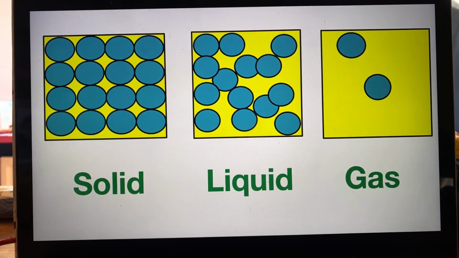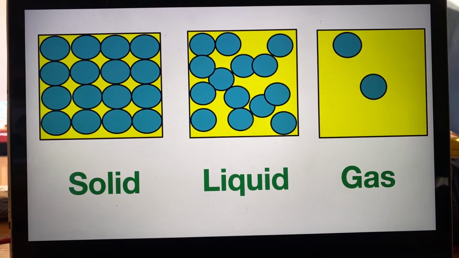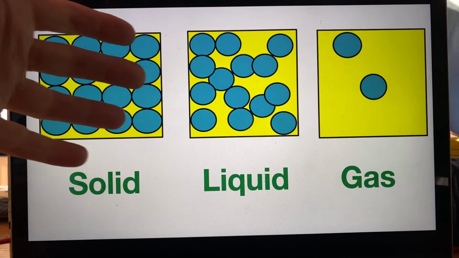If we're just going to say that particles are little balls, which we can for this lesson, then you can think of the particles in a solid as being kind of neatly lined up together. Generally speaking, the particles in a solid are quite densely packed together and they're all bonded together.